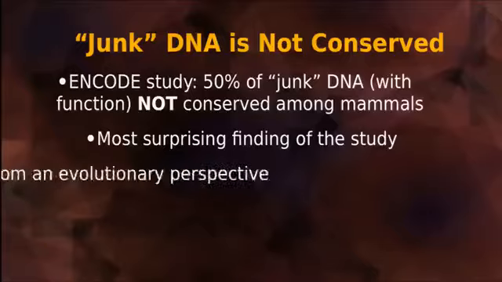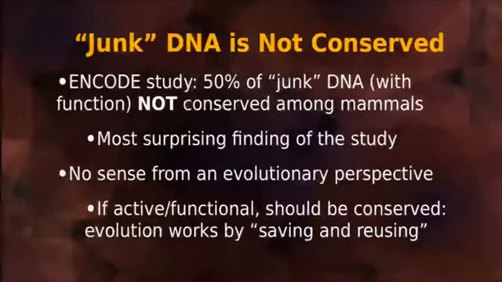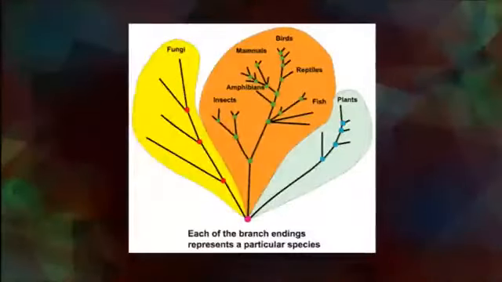It makes no sense from an evolutionary perspective, because if it's active, functional, important, and doing something, it should be conserved. That's how evolution works. It saves and reuses. When your mechanism is random chance mutation, you don't want to start from scratch every time, so you use what's already there. All mammals are more closely related to each other than to other types of organisms, like birds or reptiles, on the evolutionary tree. So the junk DNA should be pretty similar among mammals, certainly more than 50%, if that junk DNA is important and doing something.